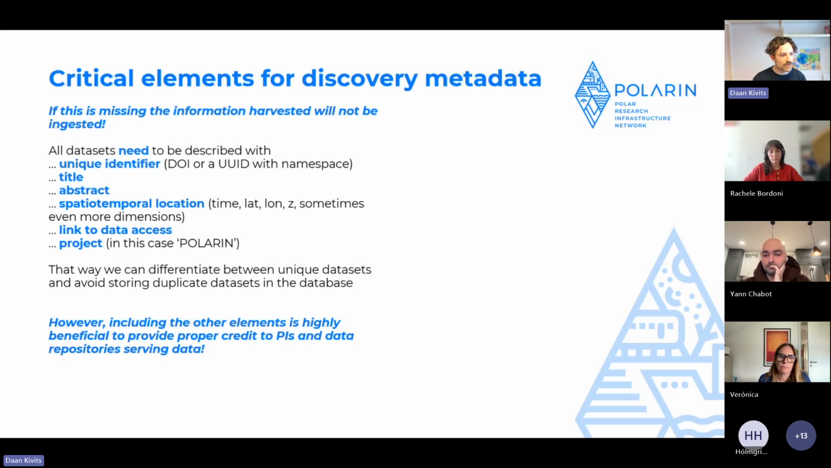Then a title, of course, and a little abstract that describes the data set. Spatiotemporal location, this is basically the time, latitude, longitude, maybe depth or height dimensions, sometimes even more dimensions, depending on how epic your data set can be. But there are tools for providing those kinds of data in this structure. And then, yeah, the link to the data access.